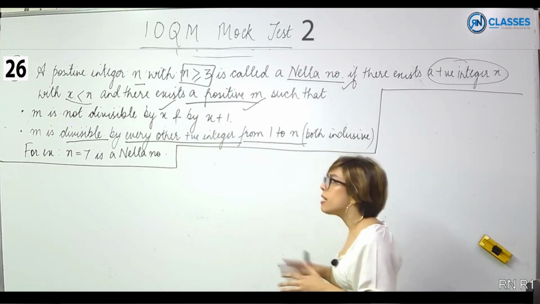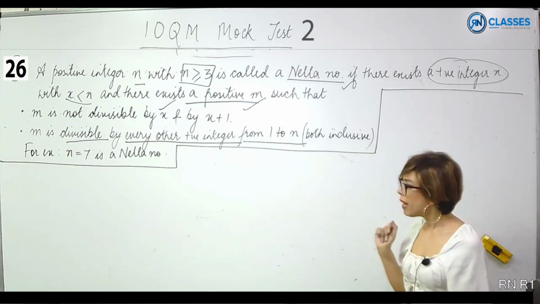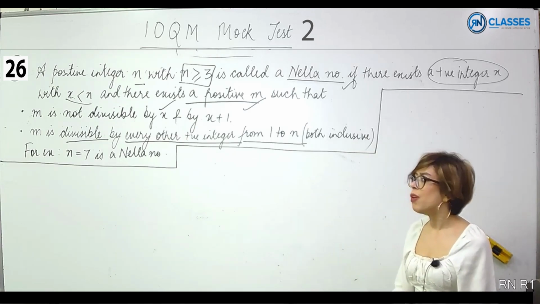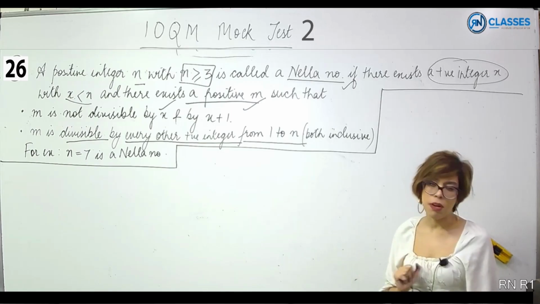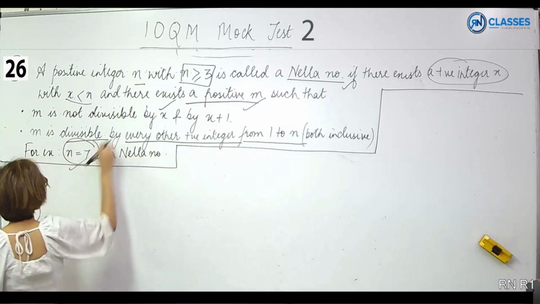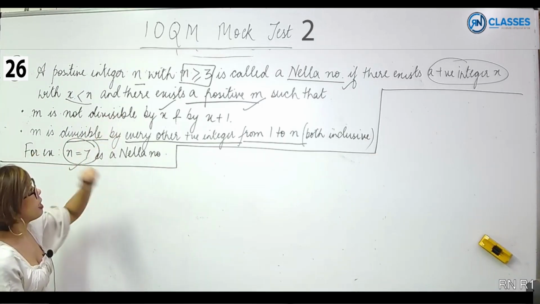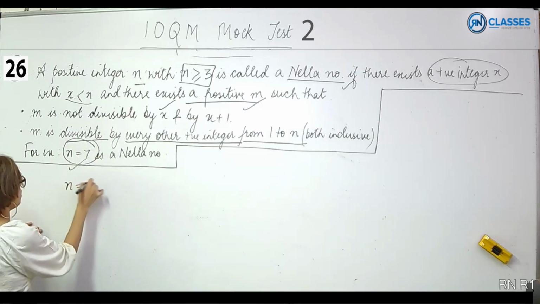Now when I read this statement, I am unable to understand it better. What I can do is, he says that n is equal to 7 is a Nella number. Let me just analyze it. How is n equal to 7 a Nella number? Let me check. N is a positive number greater than or equal to 3. So n is equal to 7.